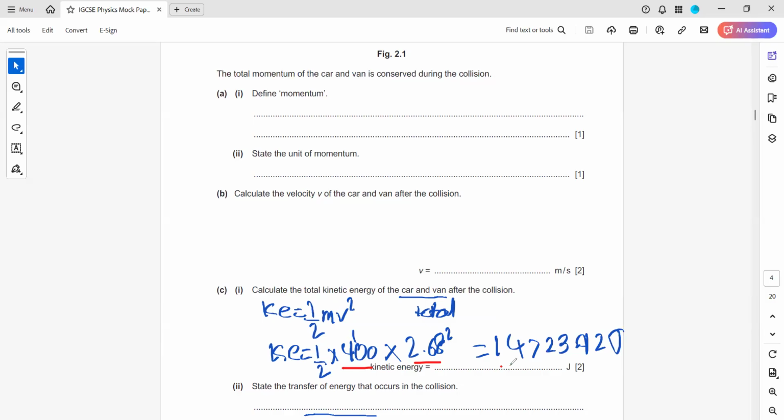When the answer is too large, what's the best way? You represent it in exponent form. On your calculator, there is a button ENG. You press that button and it will convert directly into scientific form. So I can say 1.47 times 10 to the power 4 joules.